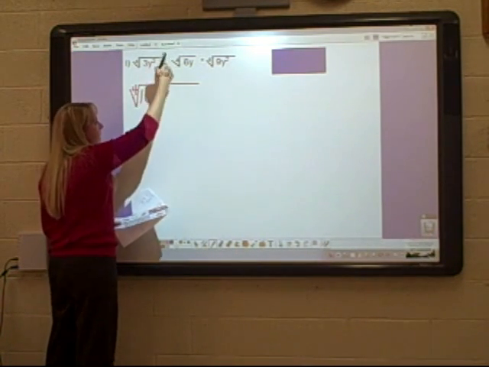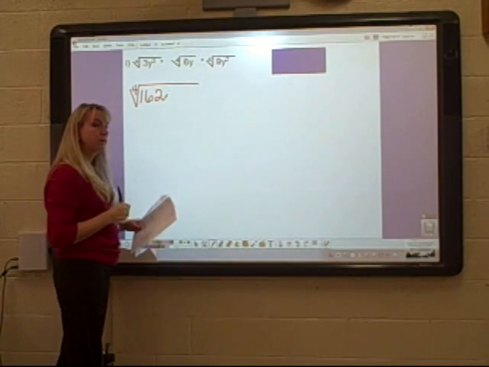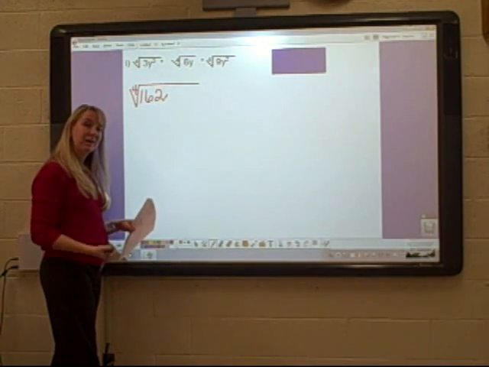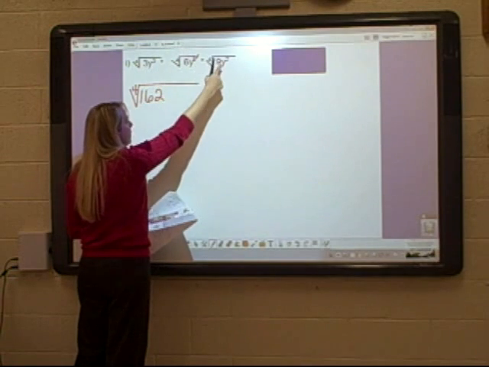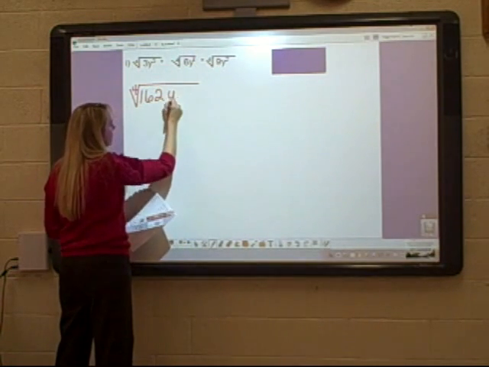Y cubed times y squared, since they all have the same base, I can add their exponents. So 3 plus 1 is 4, plus 2 is 6, so y to the 6th.